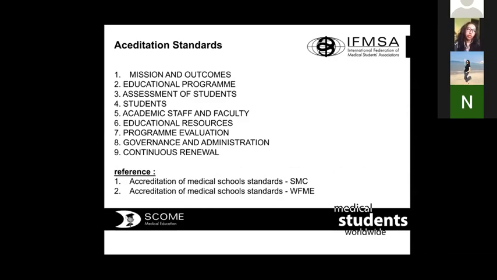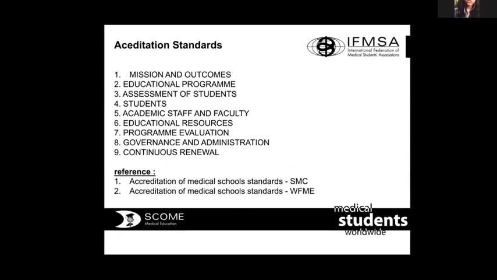Okay, then we have to know what accreditation standards are. The accreditation has certain standards for 9 main domains. The first domain is mission and outcomes: the mission of your medical school and the outcomes that your medical school wants to achieve by the end of the years of study. For example, if you study medicine at a university for 6 years, what outcomes does your medical school want to achieve by the end of those 6 years? I mean, after 6 years, your university wants to graduate competent doctors who are able to do so and so. What are the outcomes your university works toward by the end of the study years? And what is the mission your medical school wants to achieve?